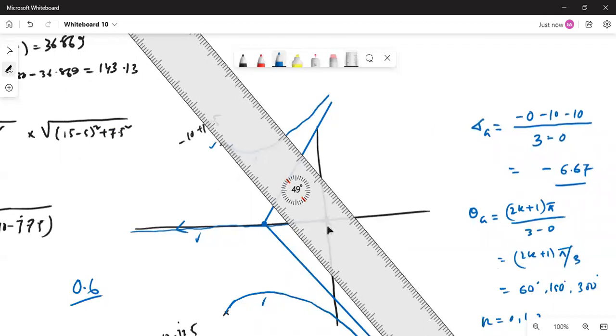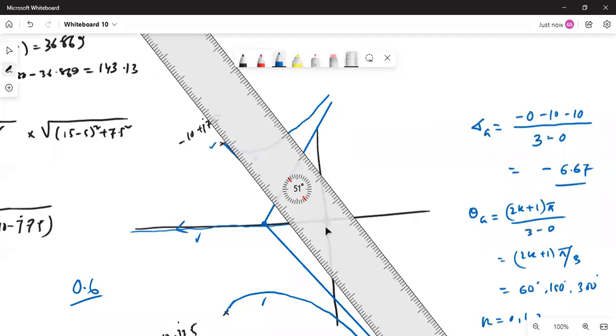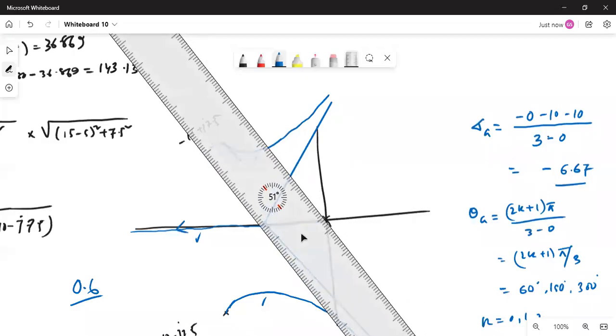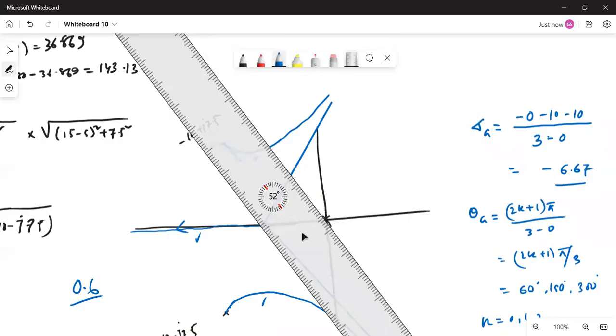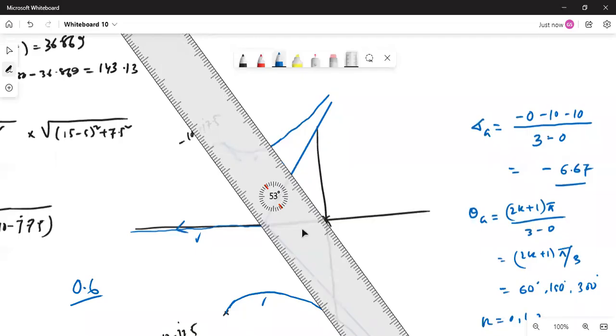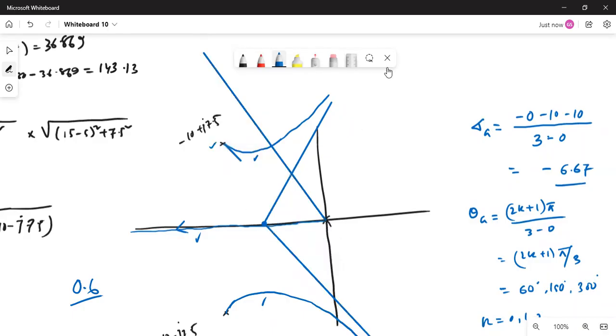So 180 minus that value, 53, should give you around 126. So this is your new zeta line, which is around 126.87. So this is your operating point now, which is based on changing the gain K. Okay, so this is your new operating point.